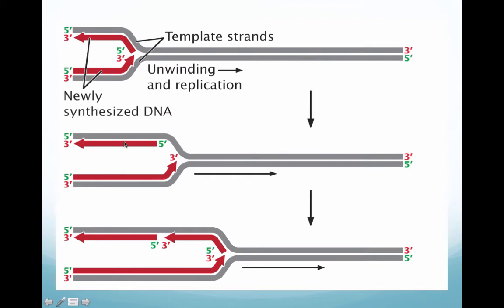As the replication fork continues to get bigger, that's exposing more of the template for DNA polymerase to actually come in and start synthesizing new DNA strands. So those strands get longer and longer and longer. We can see down here at the bottom that we're starting to get chunks taking place.